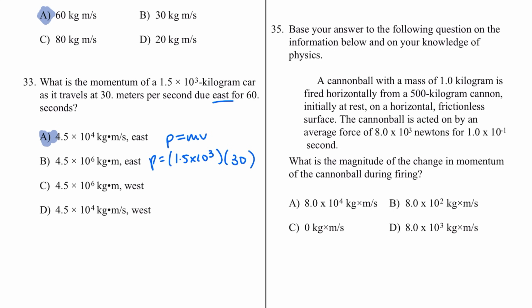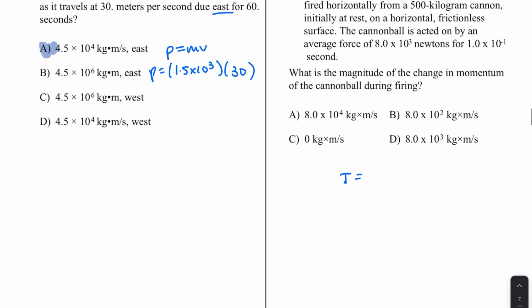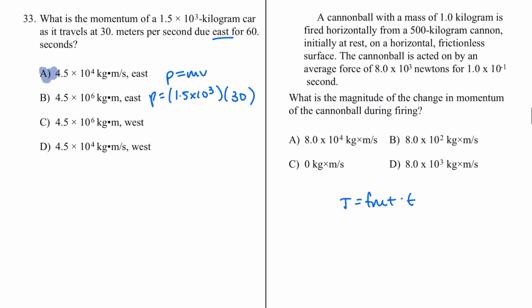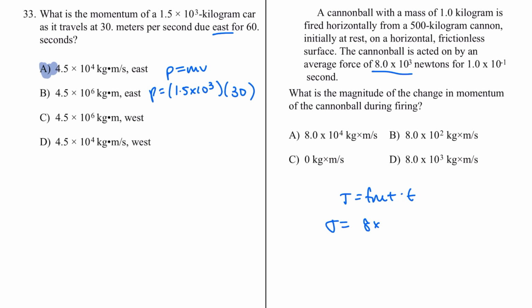So once again, change in momentum is just impulse. So we can use the formula J equals F net times t to solve for this. So F net, it tells us right here, average force of 8 times 10 to the third, so 8 times 10 to the third newtons. And time, 1 times 10 to the negative 1 second. And then do the math, and you're going to get choice B.